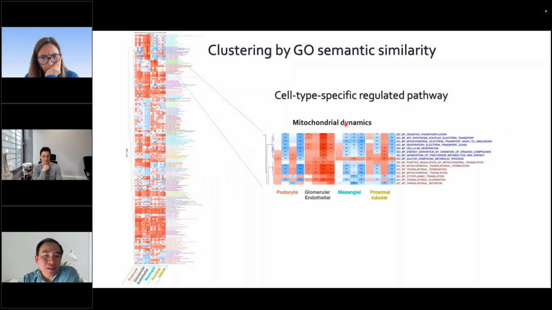In another case, we can see this mitochondrial dynamics is upregulated in one cell type, but downregulated in the other 3 cell types. So that's the kind of result that we expect to see, the common or the cell type specific pathways, thanks to the consensus between the individual analysis and the multi-block analysis.